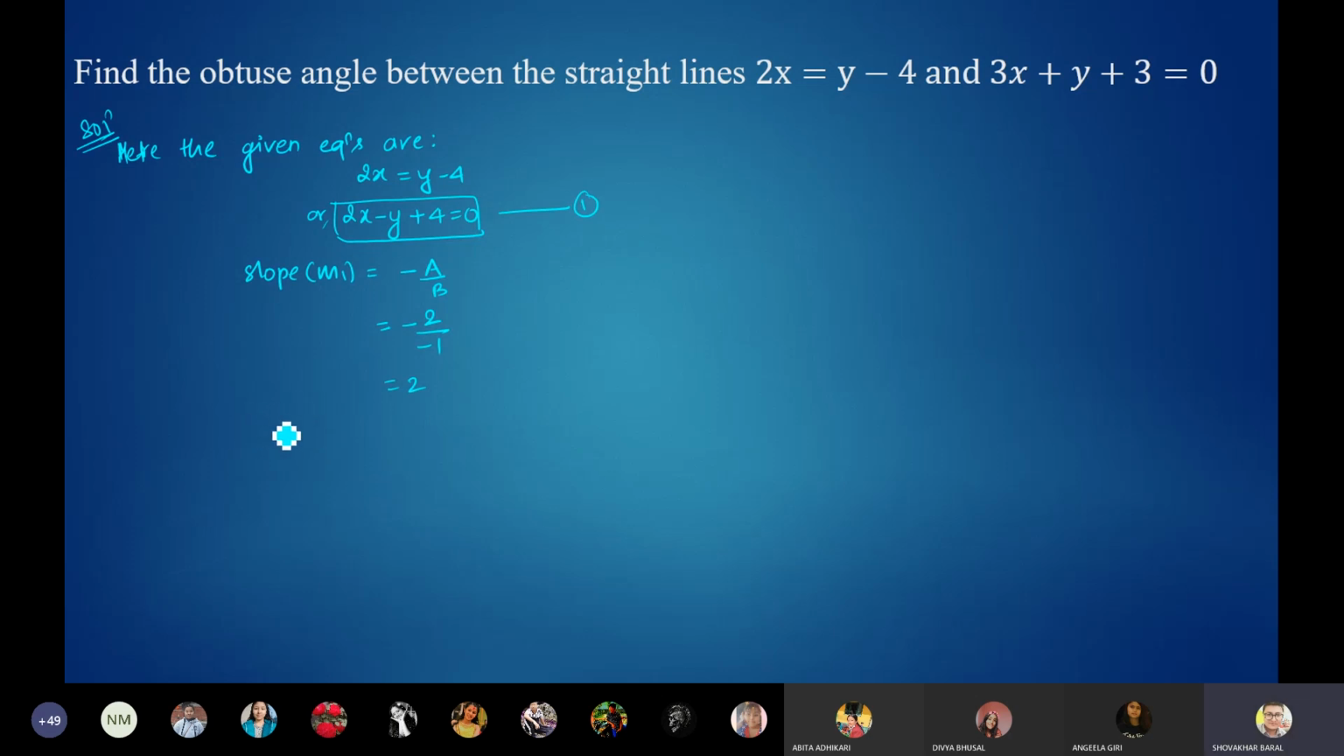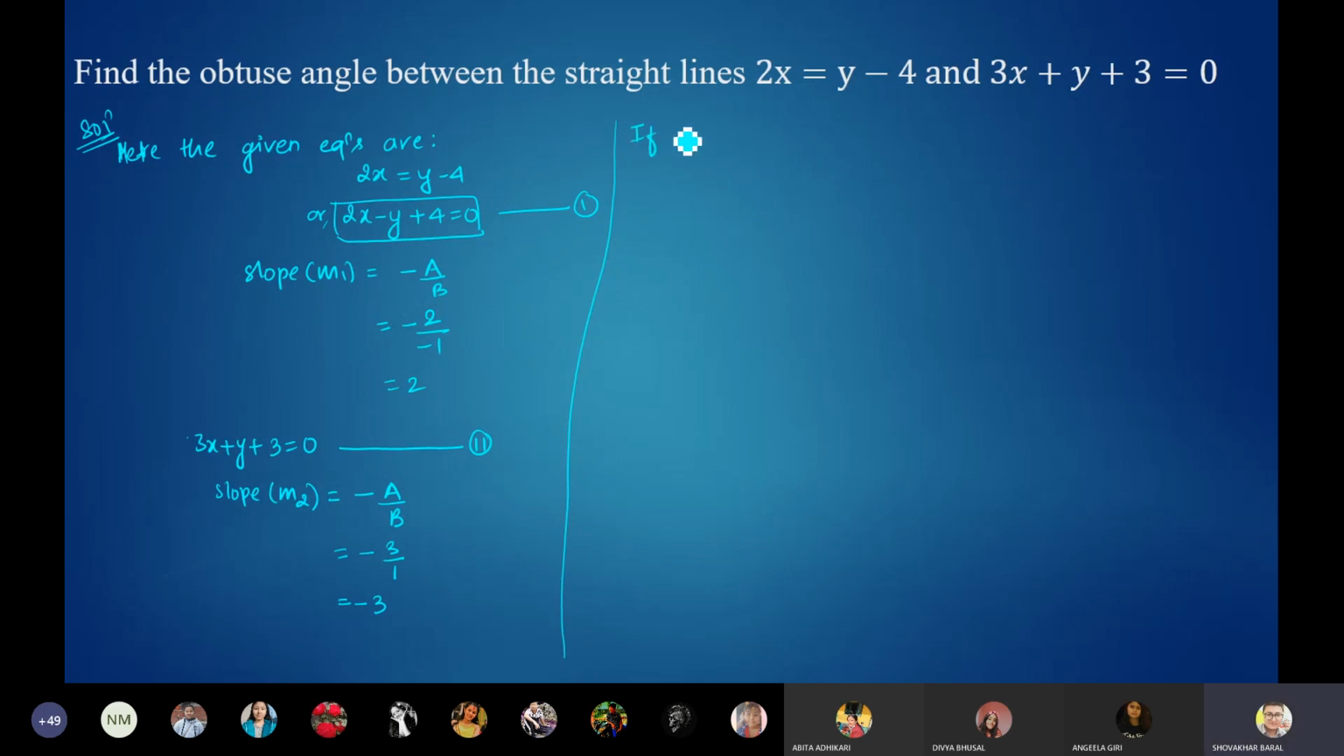Again, the equation is also 3x plus y plus 3 equals 0. It is already in the standard form, so I don't need to arrange it further. Slope m2 is equal to minus coefficient of x by coefficient of y, minus a divided by b. So it will be minus 3 upon 1, which is equal to minus 3. So we got the slopes m1 and m2.